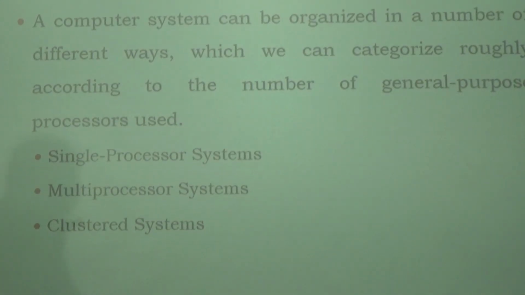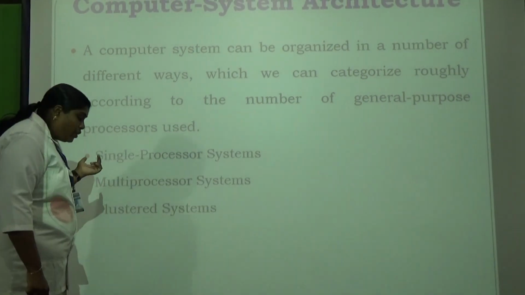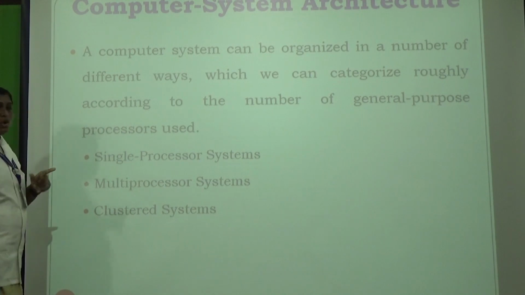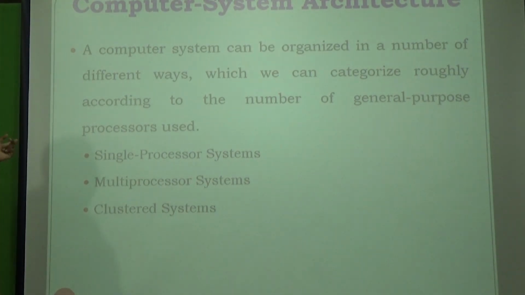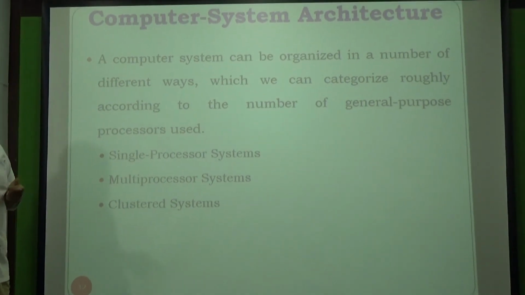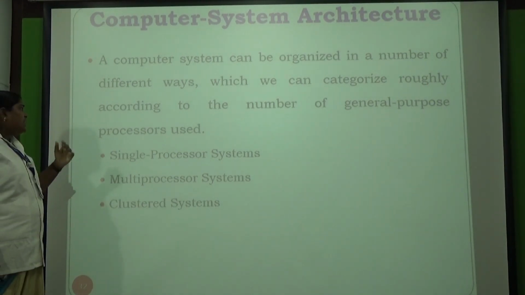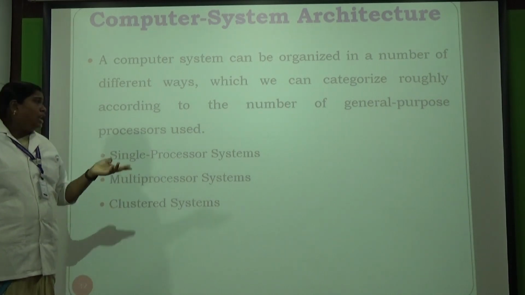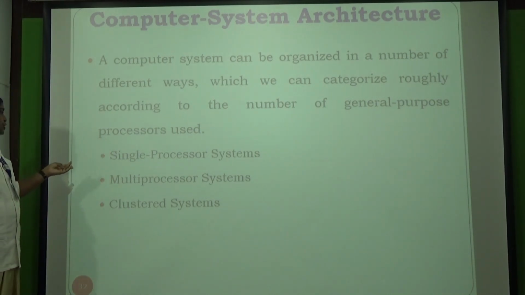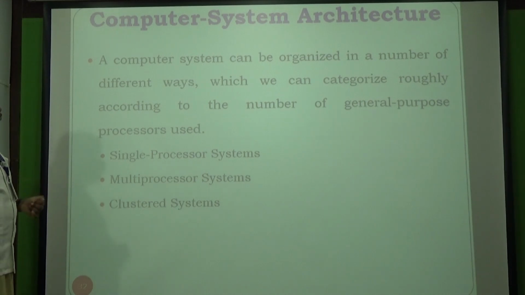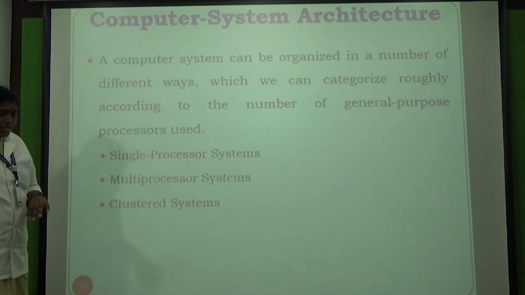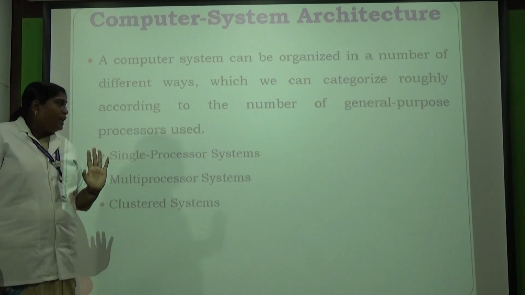Next is architecture. Now we have seen the system organization, right? This is computer system organization. Now we are going to discuss the computer system architecture. In computer system architecture, we use different general purpose processors. One is the single processor system, the next is the multiprocessor system, and the next is the cluster system. For general discussion, a single processor system will have only a single processor, right?